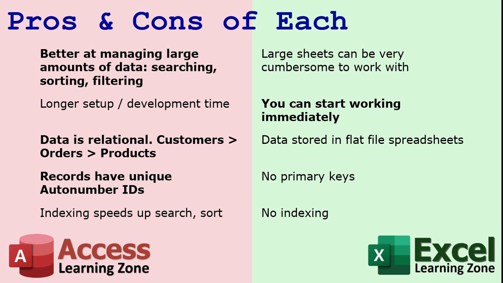In Access, records can have unique auto number IDs. Access automatically maintains numbering your customers and numbering your products, whereas Excel doesn't do that. Access has indexing, so it speeds up searches and sorts. Excel doesn't have indexing. So if you want to take a list of 10,000 customers and sort them by any particular field, last name, first name, whatever, that's a lot faster in Access.